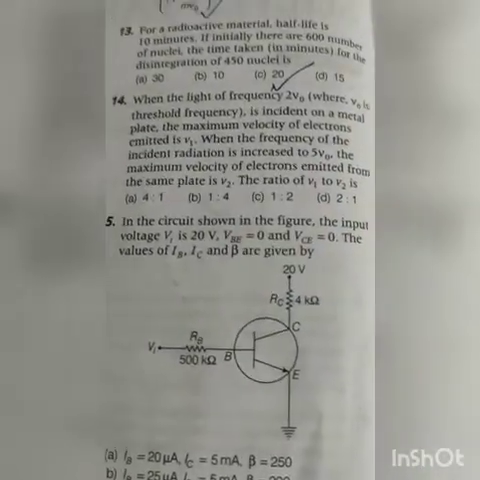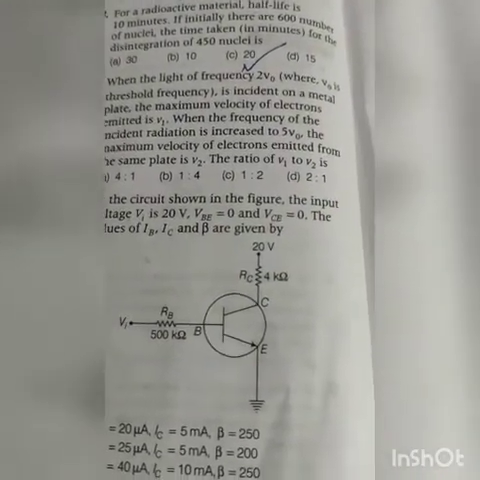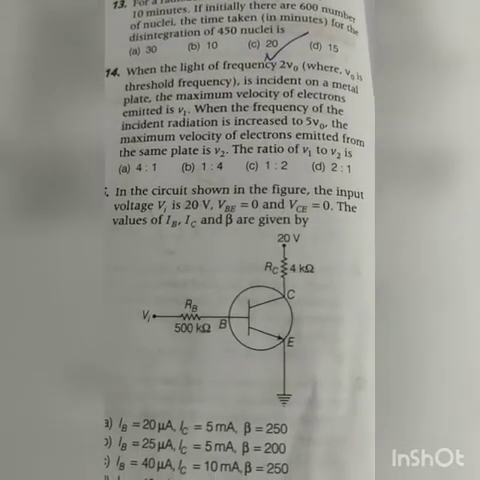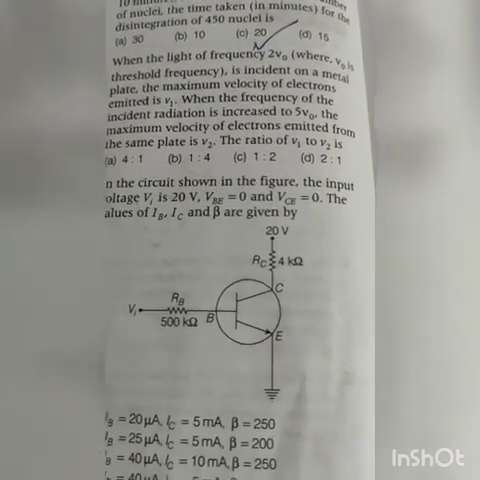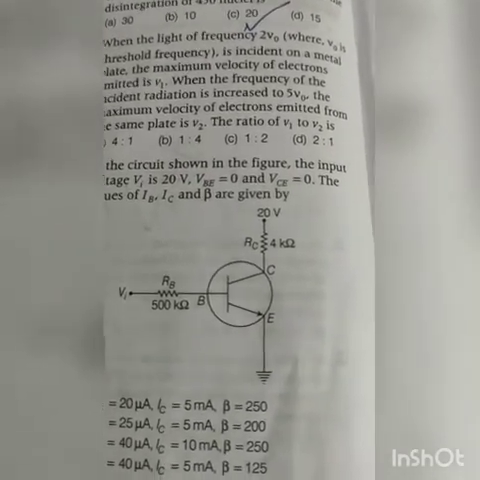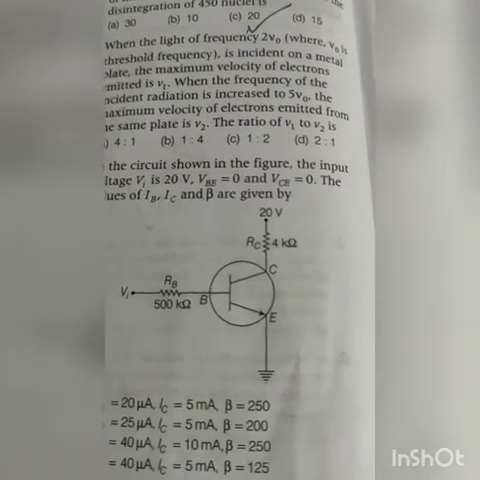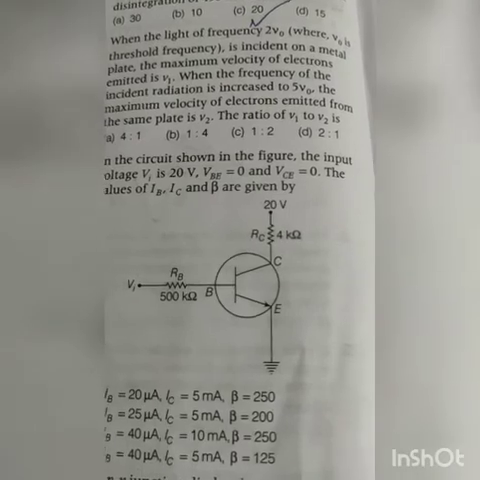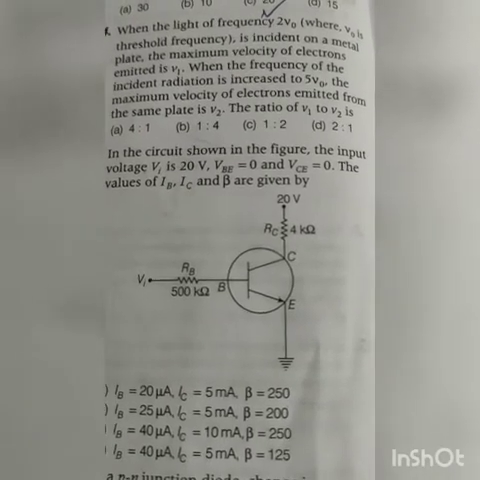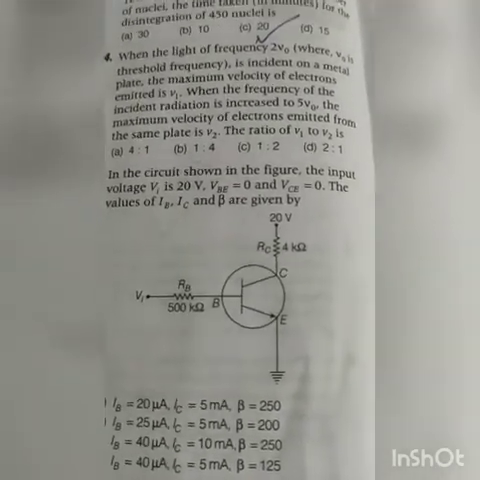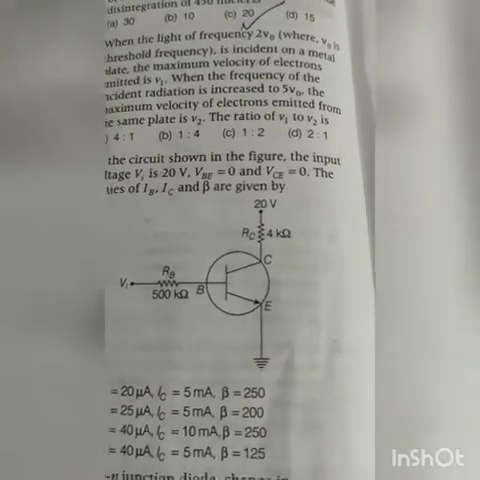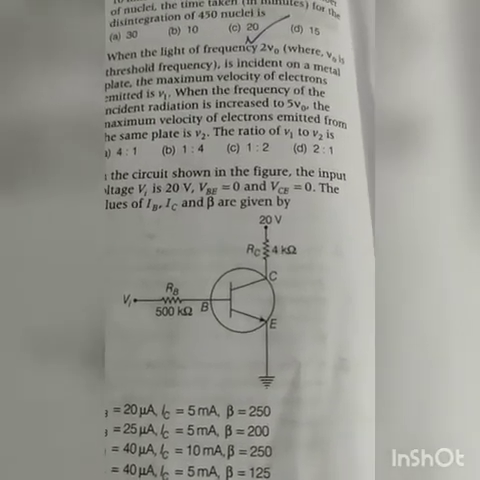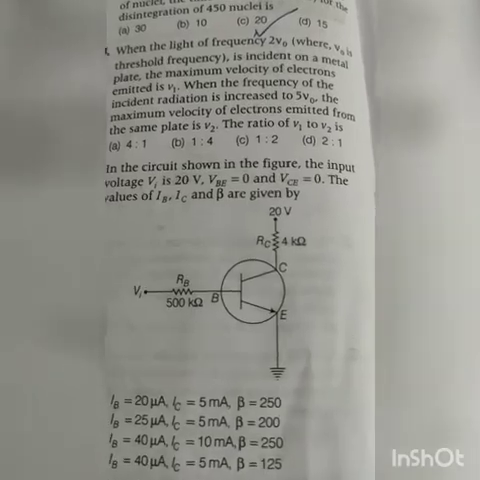Now, when light of frequency 2ν0, where ν0 is the threshold frequency, is incident on a metal plate, the maximum velocity of the electron emitted is V1. When the frequency of the incident radiation is increased to 5ν0, the maximum velocity of the electrons emitted from the same plate is V2. The ratio of V1 to V2 is? So here is our explanation.